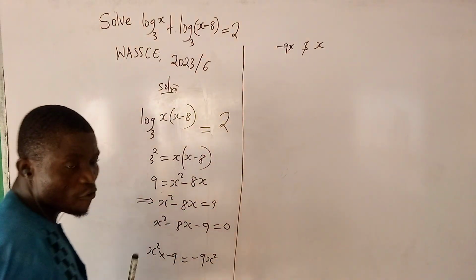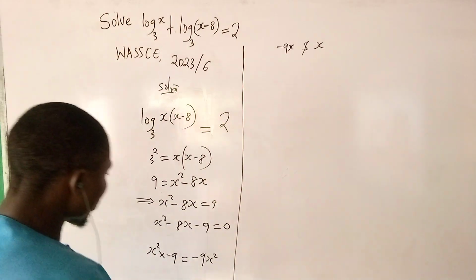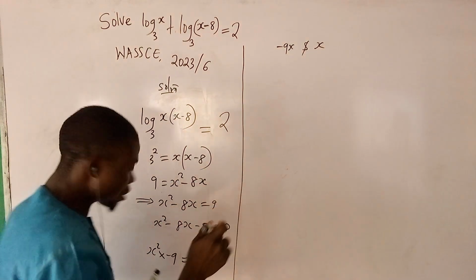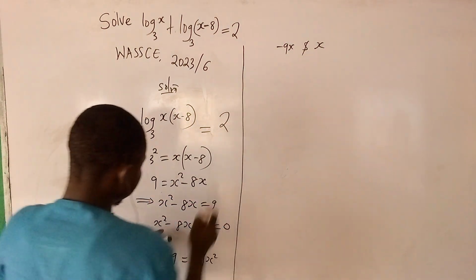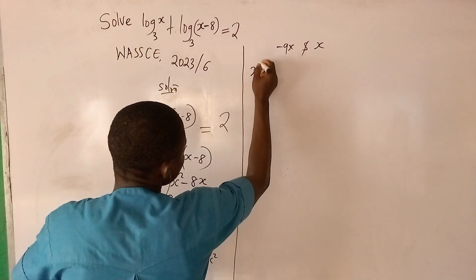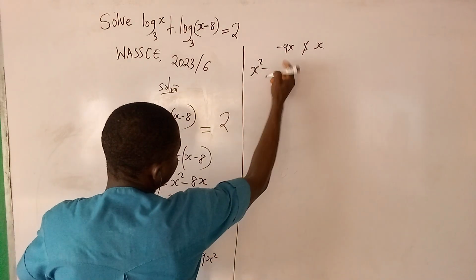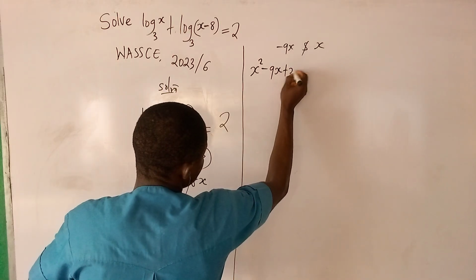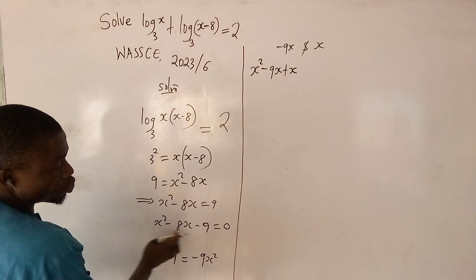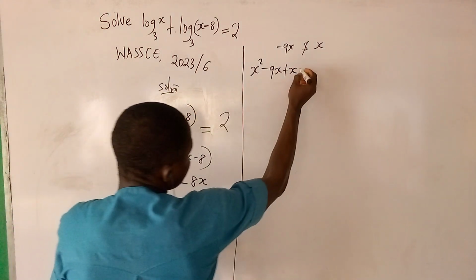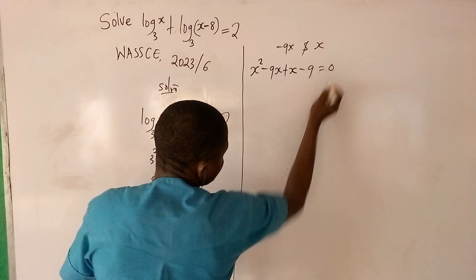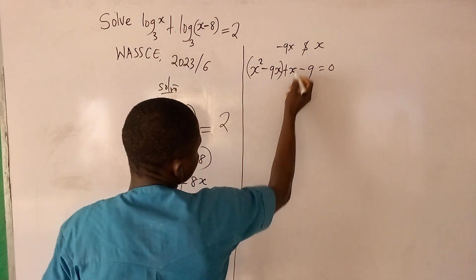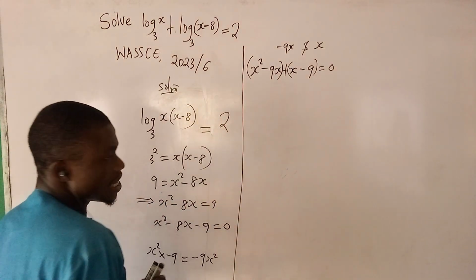Now, you know how we solve a quadratic equation. We are going to substitute these in, so the equation is x squared minus 9x plus x minus 9 must give me 0. Now let me bracket the terms and then solve.